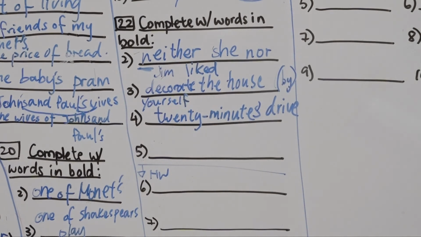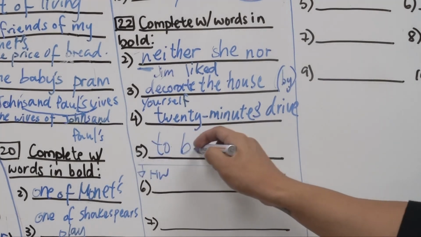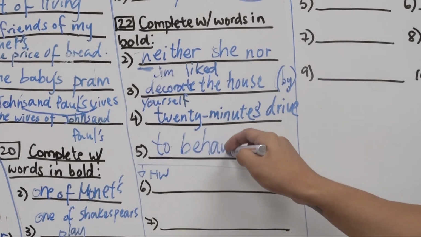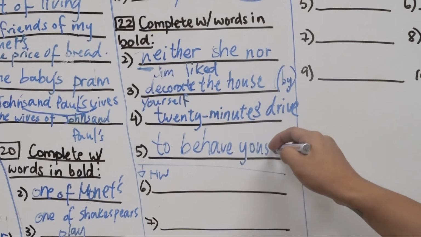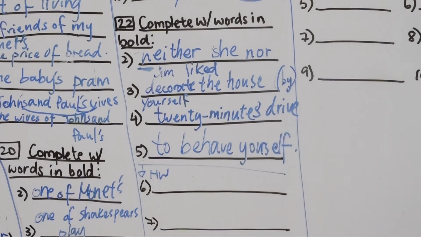So this is about behaving yourself, right? So try, behave yourself at the wedding. We need to put something in between. Try, preposition, right? Try to behave yourself. Okay? Try to behave yourself.